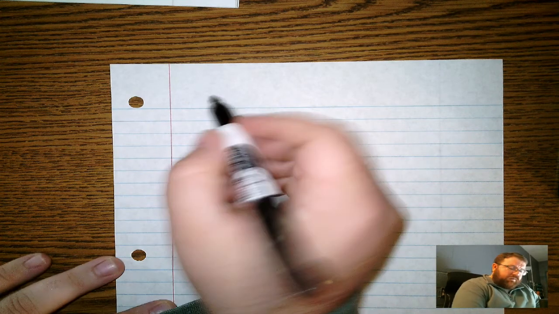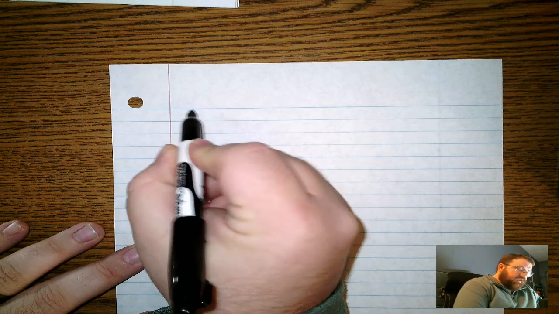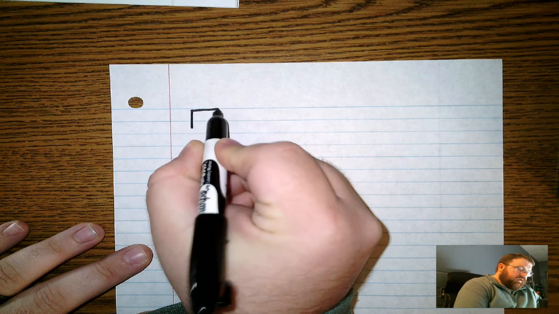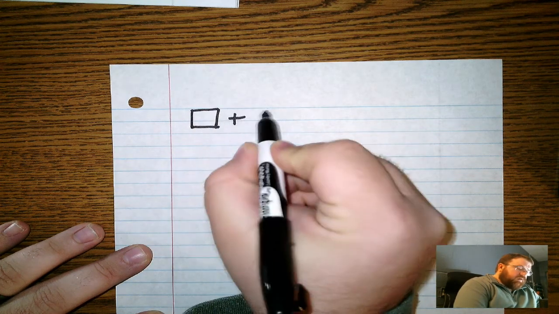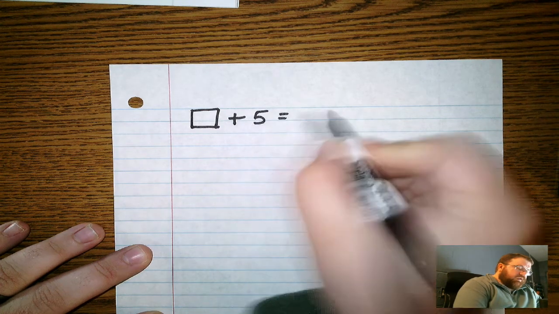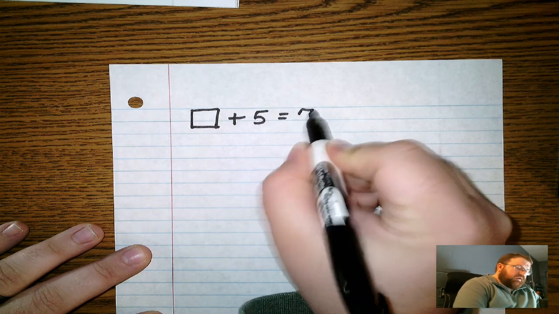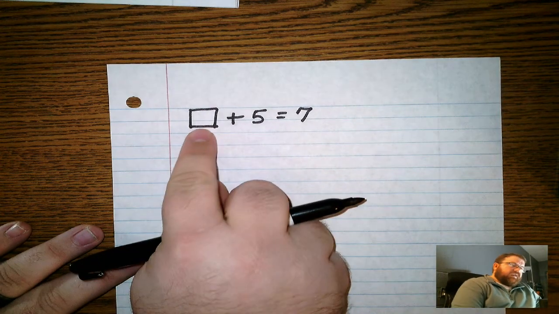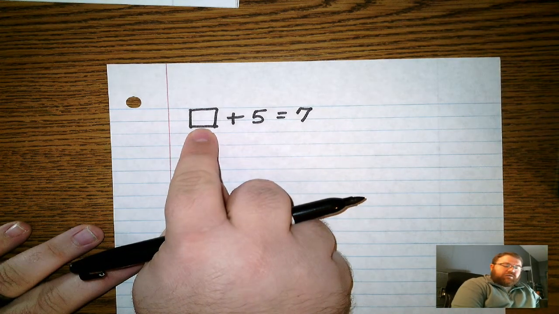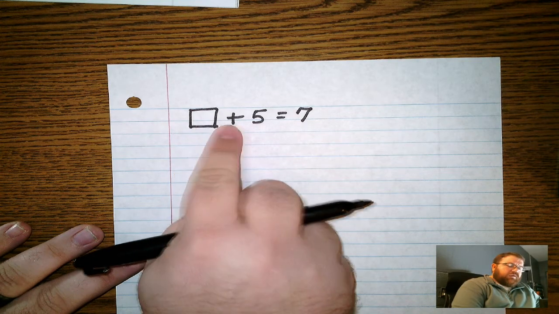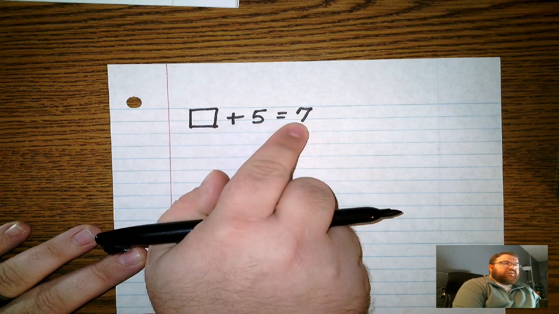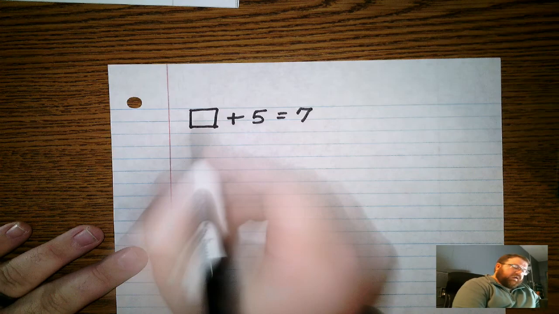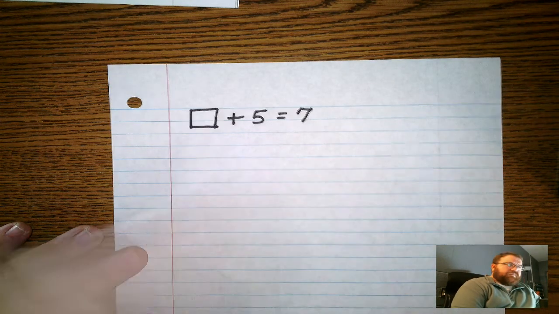With one-step equations, it's important that you understand you really have been doing these since 1st grade. In 1st grade, you were given a worksheet that looked like this, and you were asked to fill in the number that should be in the box. So what number plus 5 is equal to 7? Hopefully we all can say that that number is 2.